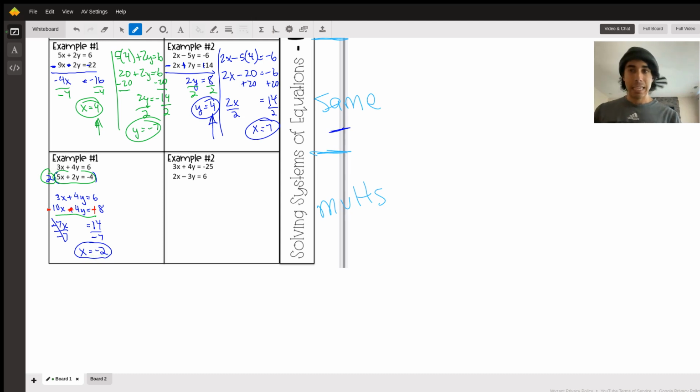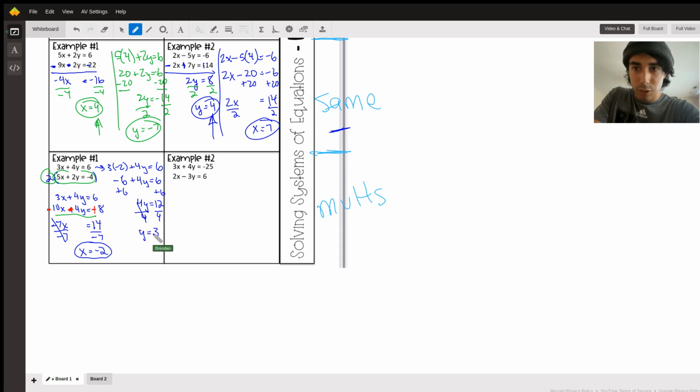And again, it does not matter which equation we plug it into. I'll go ahead, plug it back into this first one from the very beginning, because we still need to solve for y. So we're going to have 3 times negative 2 plus 4y equals 6. 3 times negative 2 is negative 6. Then we can add the 6 on both sides. We'll get 4y equals 12. Divide both sides by the 4, and you will get y equals 3.